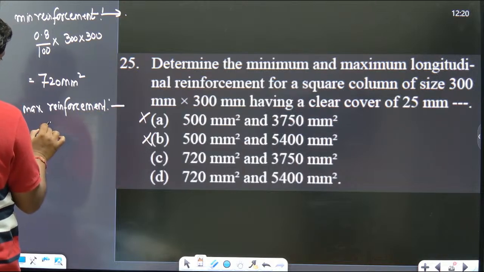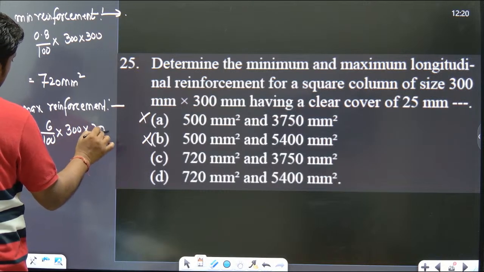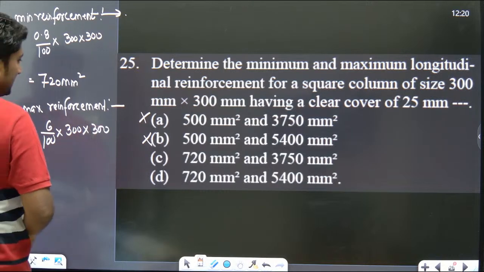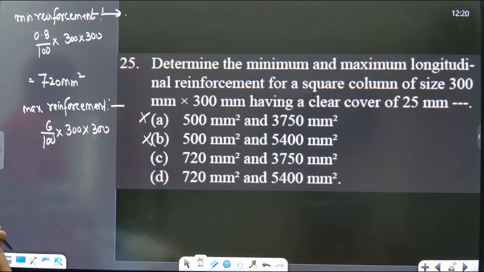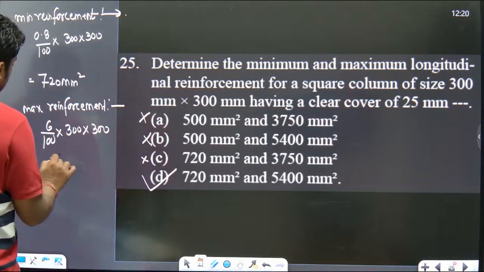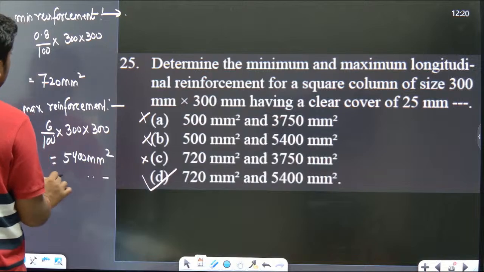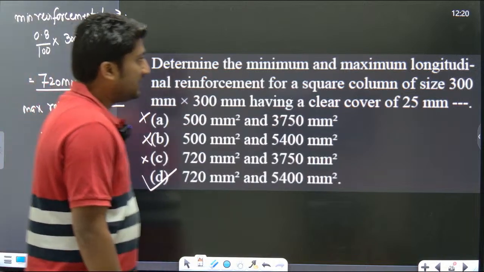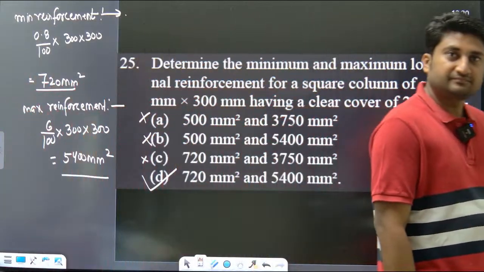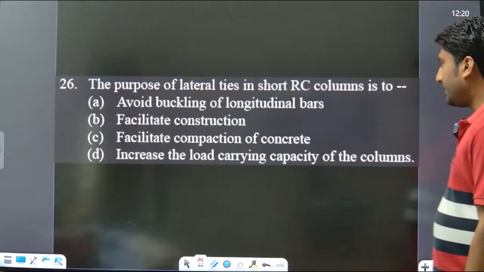And the maximum reinforcement is 6% of the gross cross section area. So this is nothing but 5400 mm square. 5400 mm square is option D. So this is the maximum area and this is the minimum area. Clear everyone? Understood? Shall I move ahead? Moving ahead.